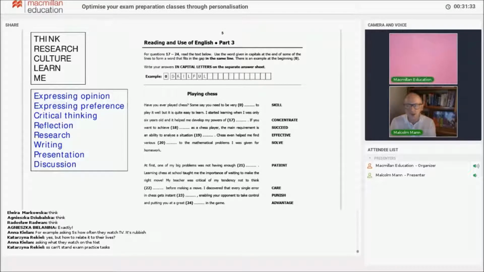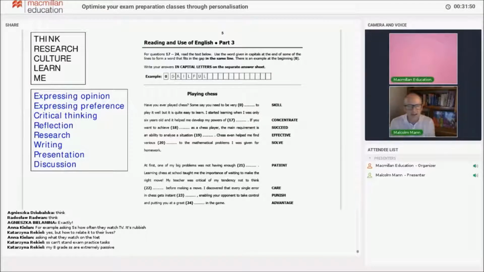So here's a little task I want you to do. Now it's not easy in a webinar with a chat box, but we're going to give it a go. I want you to read this word formation task, so you understand what the exam task is. That will take you about 30 seconds to a minute.